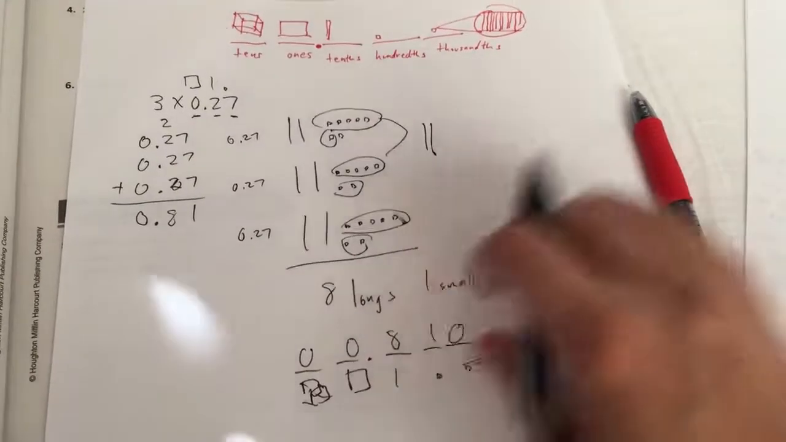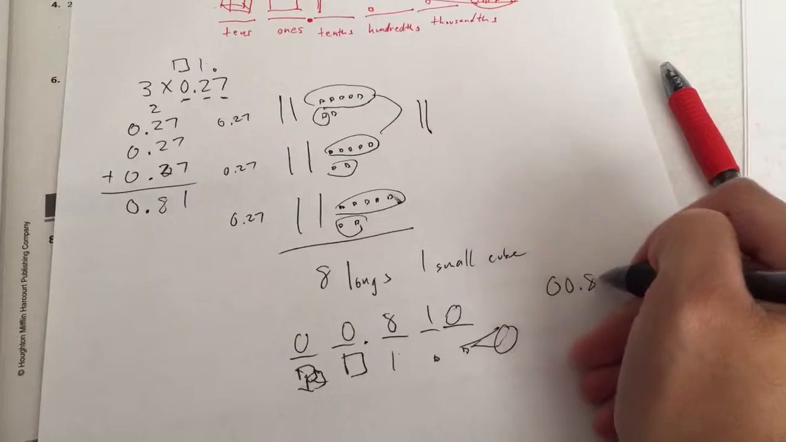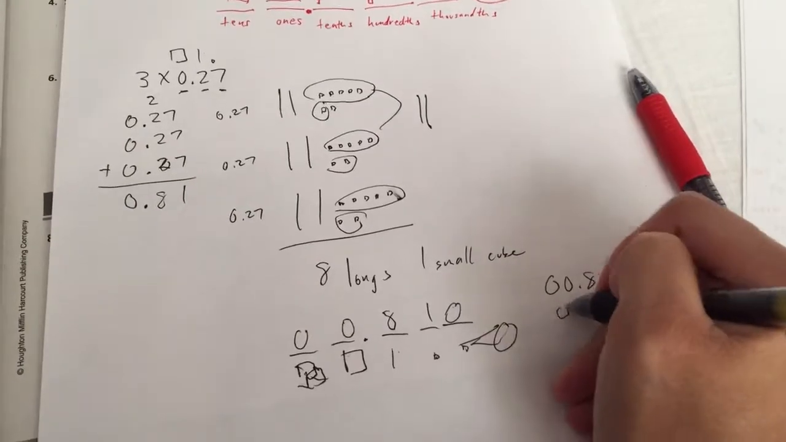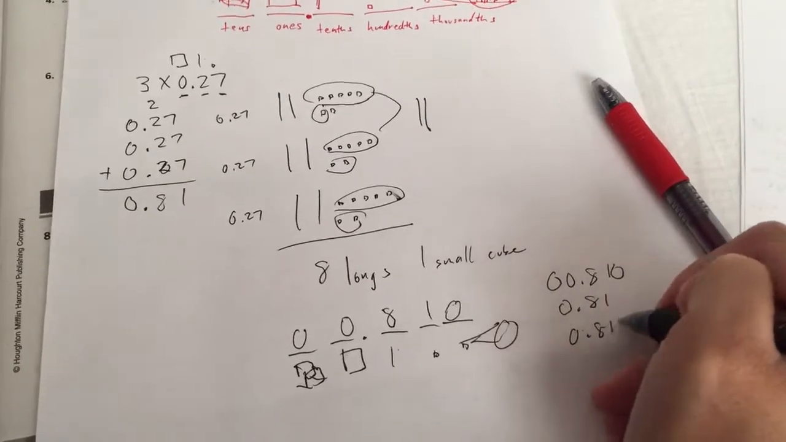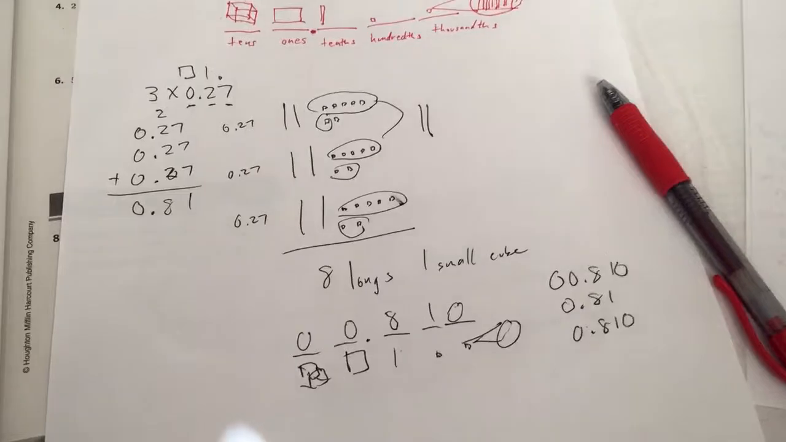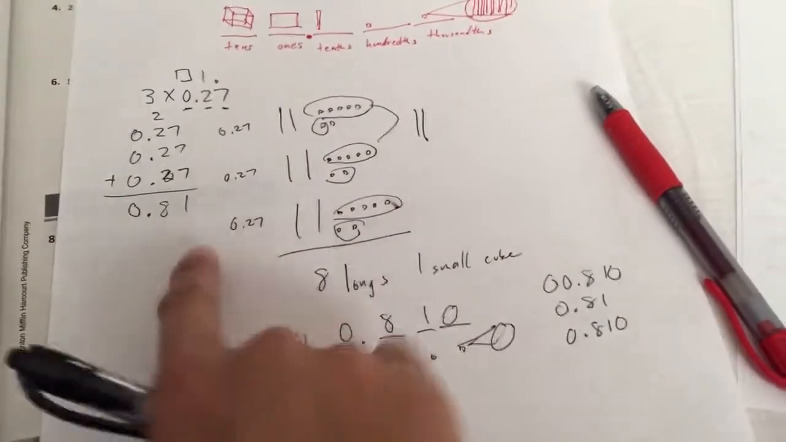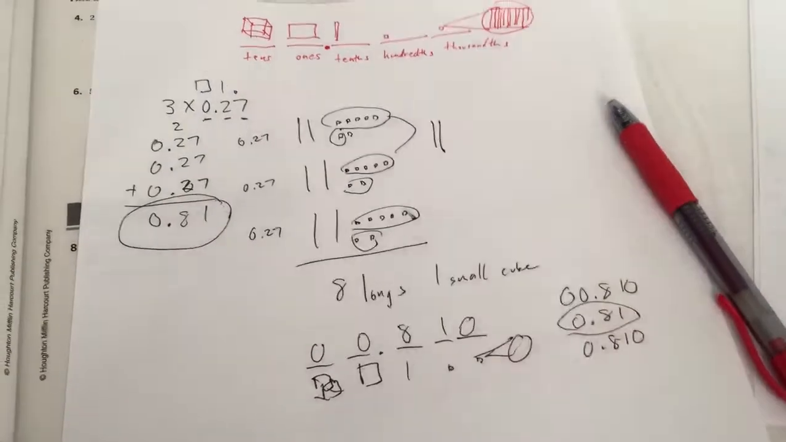And so you have quite a couple different ways you could write your answer. You could have 0.810. You could have 0.81. So long as in the tenths place there's an 8 and in the hundredths place there's a 1. But you could see here that you get the same answer. 0 and 81 hundredths, 0 and 81 hundredths.